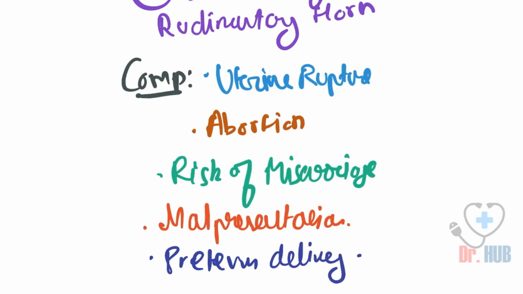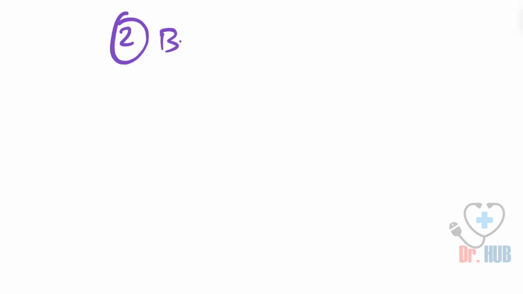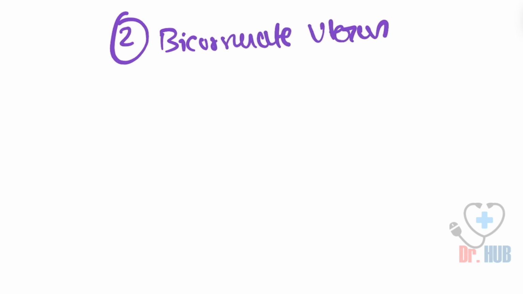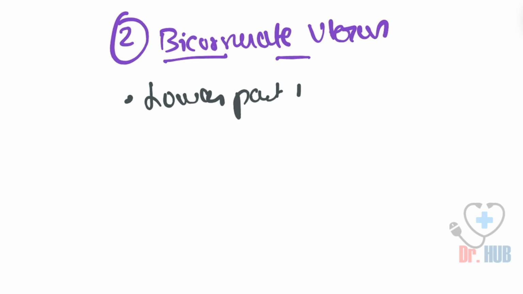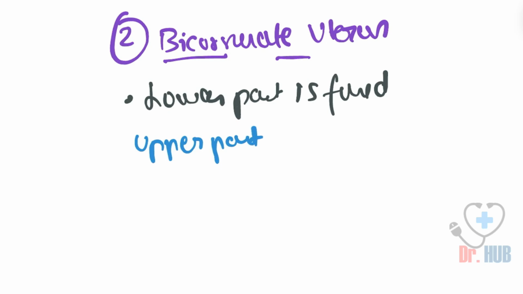Now, looking at our second question. The second question we asked was, what is the bicornuate uterus? So in the bicornuate uterus, the lower part is fused, whereas the upper part is unfused.